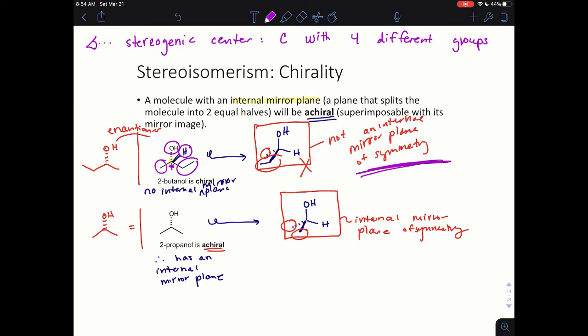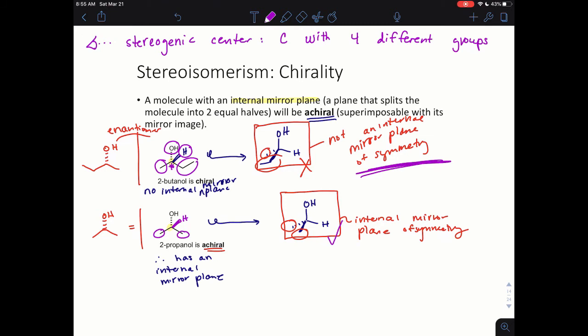And because of that, it didn't have the mirror plane. Meanwhile, if you look at that same carbon on 2-propanol, it is not a stereogenic center. It has hydroxyl, hydrogen, and then 2 methyls. Those are the same, so it only has 3 different groups. And because the 2 methyls were the same, it did have a mirror plane of symmetry.